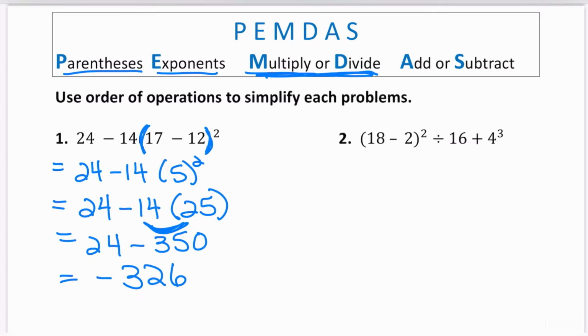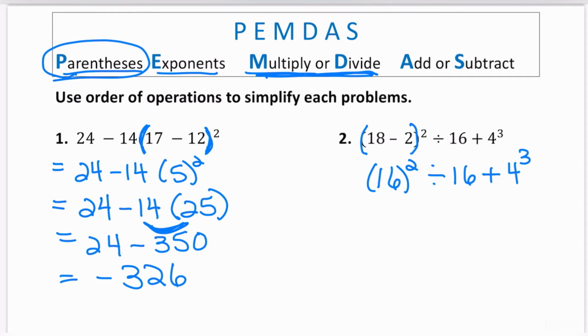All right, let's try number 2. Again, here we start off with parentheses, and I do have parentheses, 18 minus 2. 18 minus 2 is 16. So now I have 16 squared divided by 16 plus 4 to the third power. 16 squared, because we're moving on to exponents, is 256, divided by 16 plus, and 4 to the third power is 64.